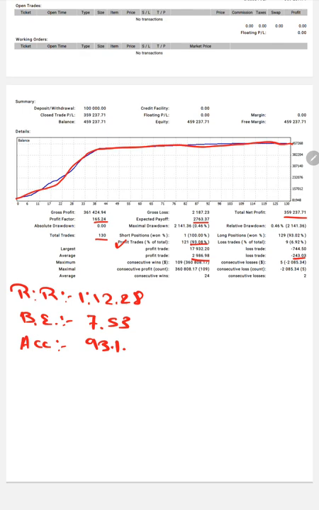As you can see, 93 minus 7.53, so our current account accuracy is 85.47% higher than the requirement. This is the break even point and this is our current accuracy. You can imagine it's a very high accuracy, more than 85% higher than the requirement.